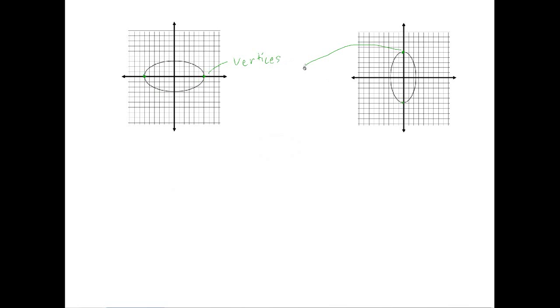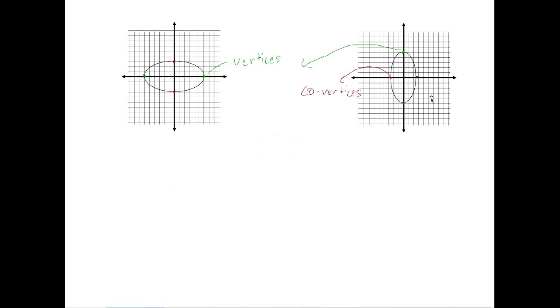And these points over here. Now, you can also have a different set of vertices called co-vertices. Let's pick a nice color for those. Now these are the other vertices right here. Okay, and over here on our vertical, it's right here. Okay, and those are called co-vertices. Okay, so vertices and co-vertices.